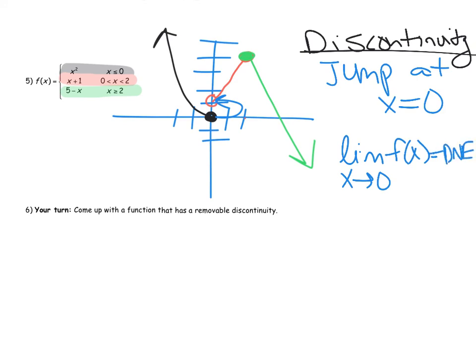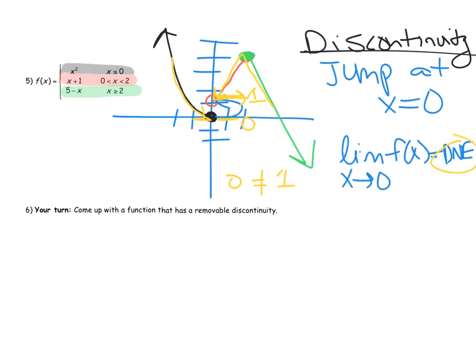As I approach, let's go with a different color here, as I approach x equaling 0 from the left, I approach a y value of 0. And then as I approach x equaling 0 from the right, I'm getting very close to a y value of 1. So 0 doesn't equal 1, therefore the limit does not exist.